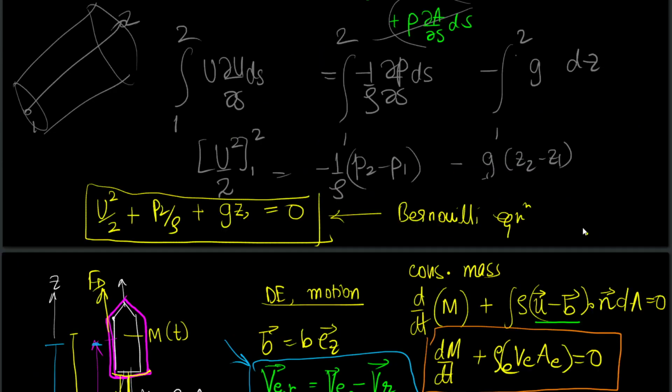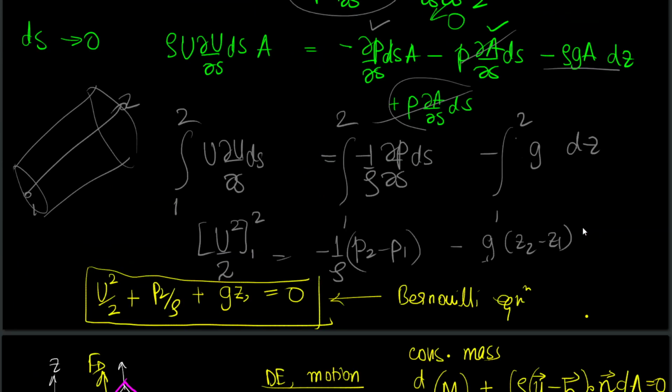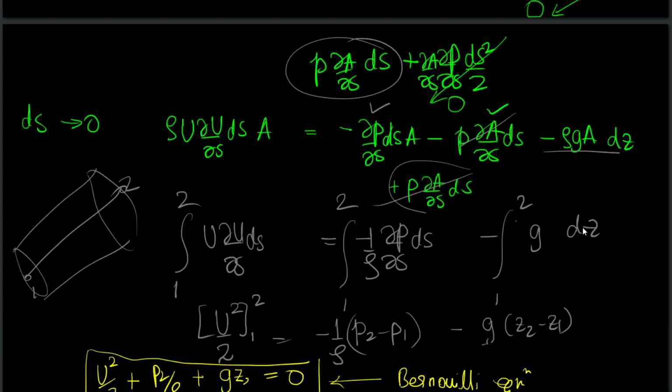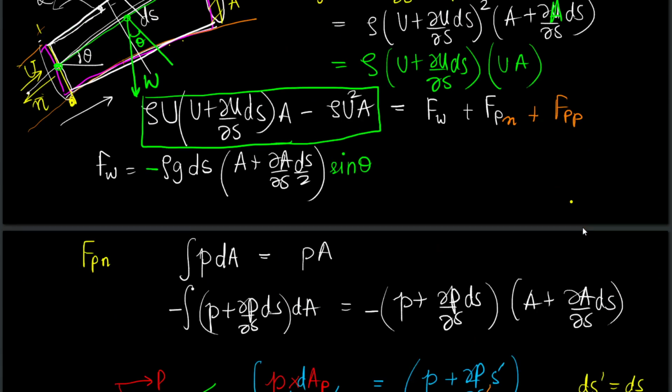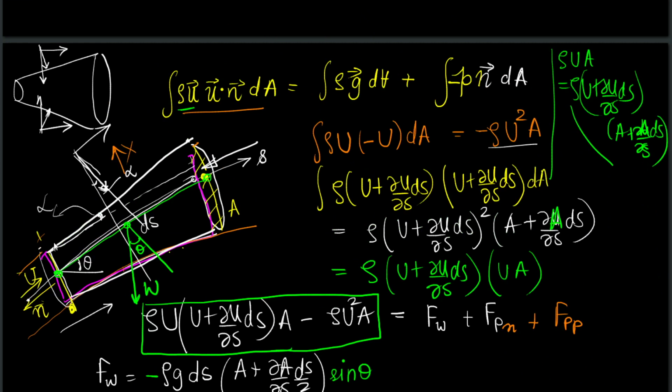So that is that. We have looked at a problem in which we have derived the Bernoulli equation by considering flow along a streamline. Okay, so we found the Bernoulli equation by integrating the momentum equation along a streamline, I mean across a stream tube essentially.